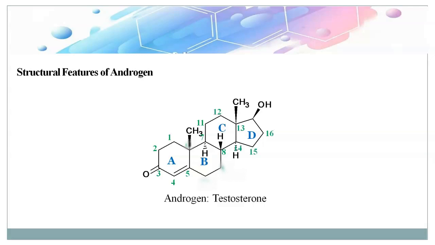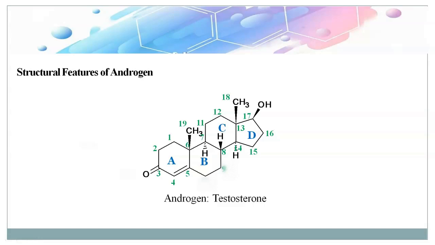Here the four rings are fused and we label each ring as A, B, C and D. So these androgens have a 19 carbon skeleton. With this, there is a ketone, that is C double bond O, at carbon number 3, and the presence of a hydroxyl group at the 17th position having a beta orientation.